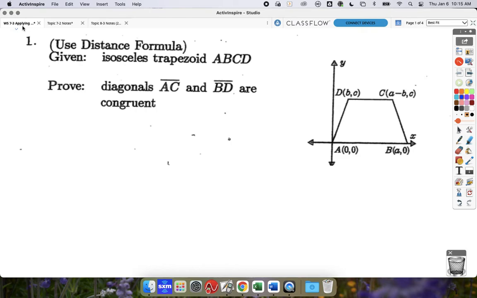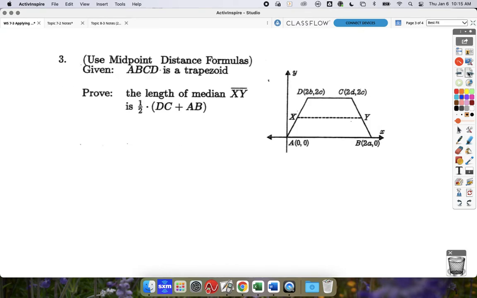So, it says, I don't want to do this one. I want to do this one first. All right, so here we are. We're reading the proof. Hint, you're going to use the midpoint and distance formulas. You are given that ABCD is a trapezoid. You want to prove that the length of the median, that should say mid-segment, line segment XY, is 1/2 the measurement of DC plus the measurement of AB.